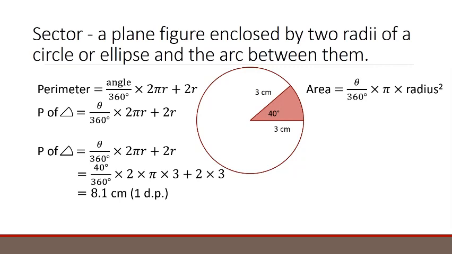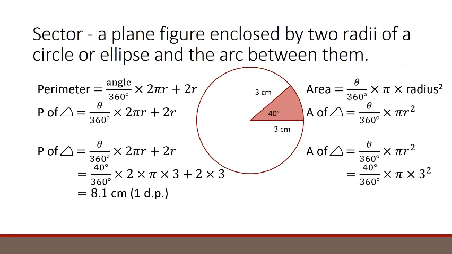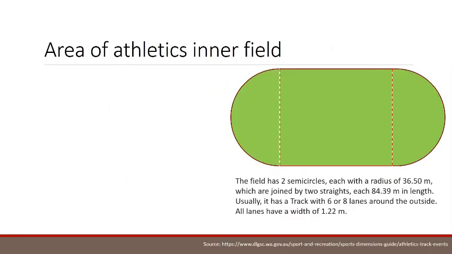You find the proportion of the area of the circle by substituting in the angle over 360 degrees. So 40 over 360 degrees times pi times 3 squared. And in this case, we end up with 3.1 centimetres squared, correct to 1 decimal place. So those are basic shapes. Let's see what happens when we start putting things together.